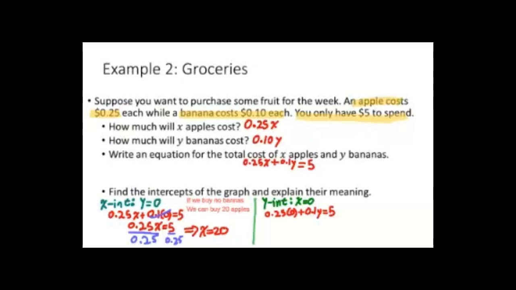Just like when we were finding the x-intercept, we have multiplication by 0. Anything times 0 is 0. Anything plus 0 is itself. So our equation simplifies to 0.1y equals 5. Then divide both sides by 0.1, and we get that y equals 50.